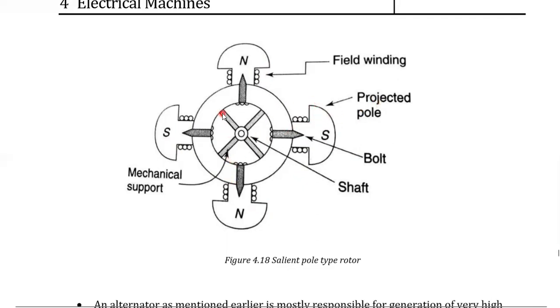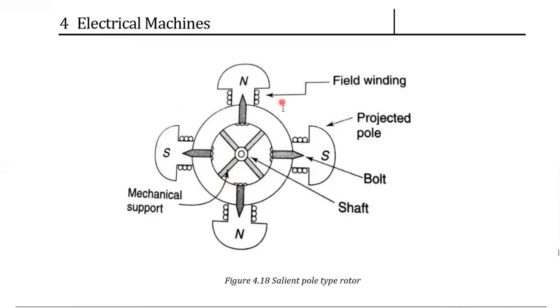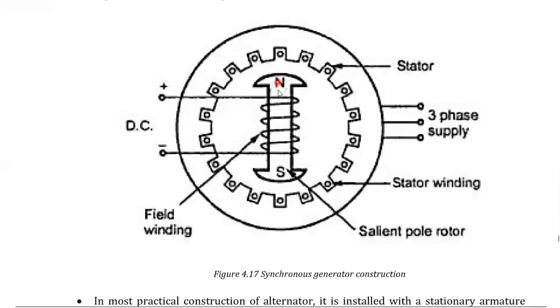This is called the salient pole type rotor. This is a 4-pole machine. This is a 2-pole machine, with a north pole and a south pole. This is called a 2-pole salient pole rotor.